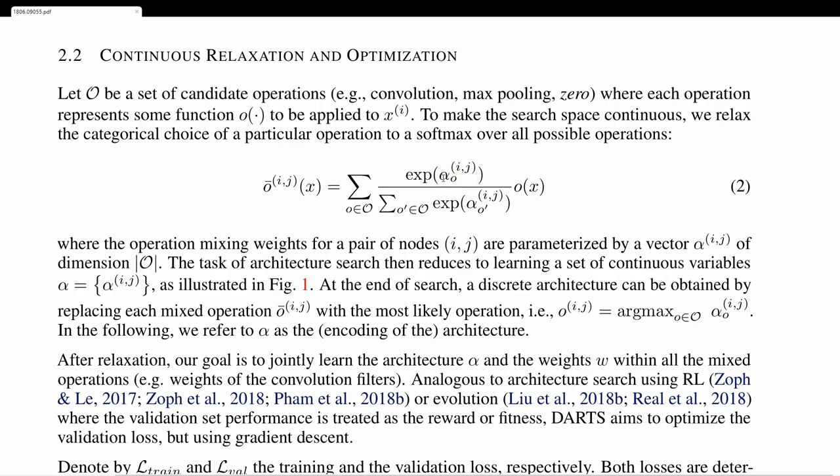So what is alpha? It's the operation mixing weights for pairs of nodes i and j. We have nodes i and j, and this is the operation between them, parameterized by a vector alpha ij of dimension the size of O. So there's a vector for each pair i, j, and this vector is the size of O, so it has some number, the mixing weight for each operation. So alpha ij is a vector of weights, and this o is probably an index into the vector. So it's indexed into the vector, so we have some weights, and then we take the softmax of it, and then we sum it over all the operations that are possible.